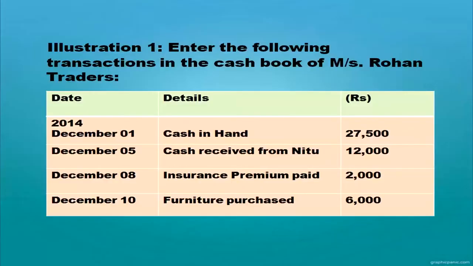Here is a question. Prepare a simple cash book with cash balance in the beginning of that month, that is cash in hand. The opening cash balance is given in this question. Cash received from Neetu, insurance premium paid and furniture purchased. How will you record these in the cash book? Opening balance will be recorded on the debit side. Cash received from Neetu: the entry will be cash account debit to Neetu. Insurance premium account debit to cash. Furniture account debit to cash.